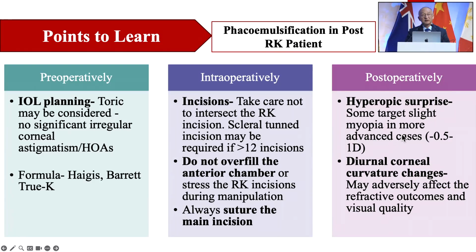Sometimes I have seen a post-RK patient, especially with more than 12 or 16 incisions, there can be diurnal variation in the corneal profile. So it is better to see your patient before jumping into surgery, at least on 1 or 2 occasions. That means the patient coming today, I might see after 1 week or 15 days and at different timings of the day. If the patient comes at 9 o'clock, I might see the patient towards the afternoon, so that I know that there is no variation in the corneal parameters.